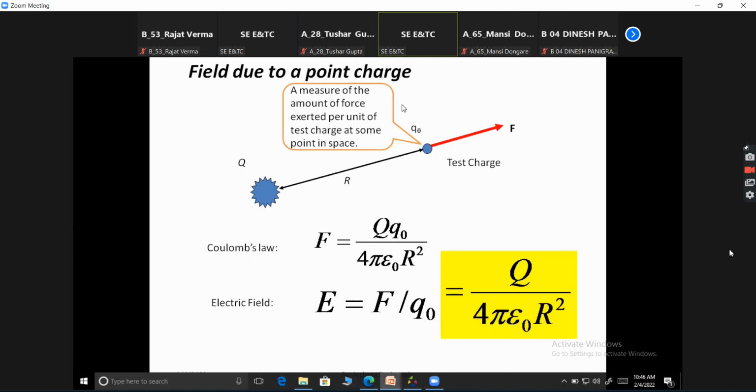So this is the mathematical way to define the electric field intensity. Simply, you have to say that electric field intensity is nothing but the force experienced by a unit test charge. And it is given by Q divided by 4 pi epsilon naught R square. Here it is epsilon naught written because we are considering the vacuum. Otherwise, it will be epsilon only.